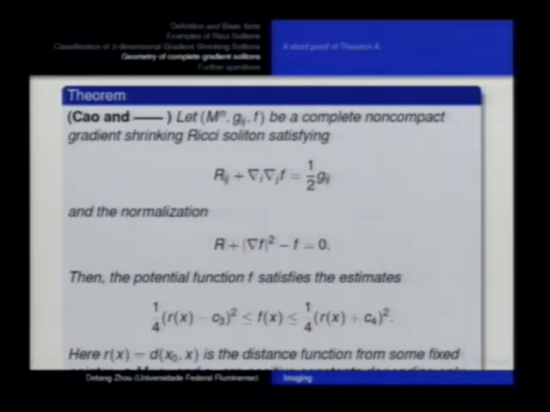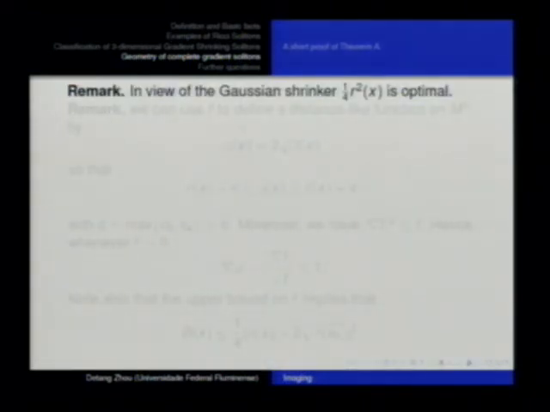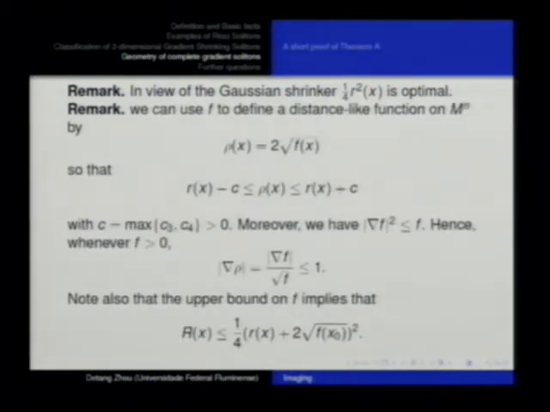I mentioned that the Gaussian shrinker is optimal, and also we can take this rho. Rho behaves like the distance function, and further, the gradient of rho is less than or equal to 1. So from this and this equality, we also have this estimate of the scalar curvature.